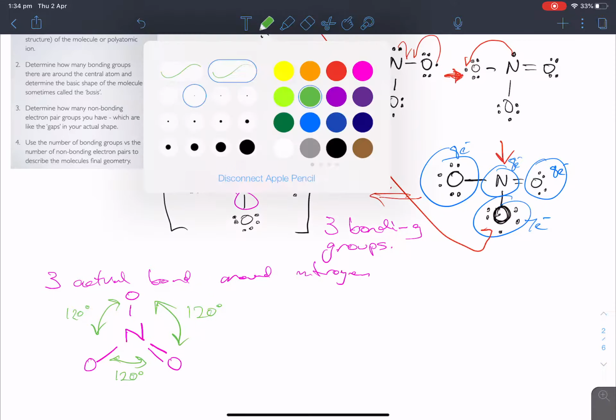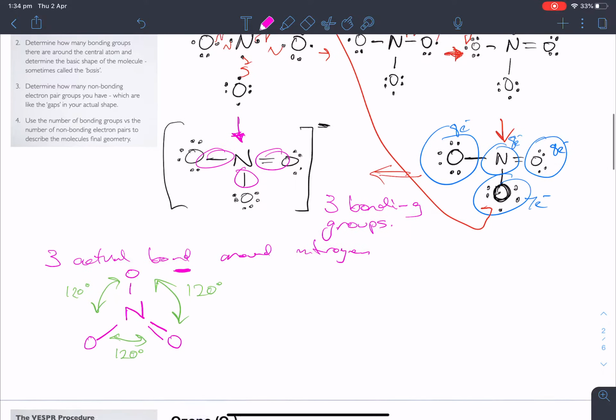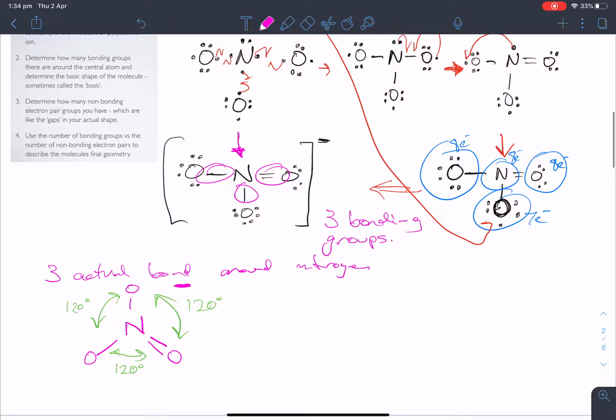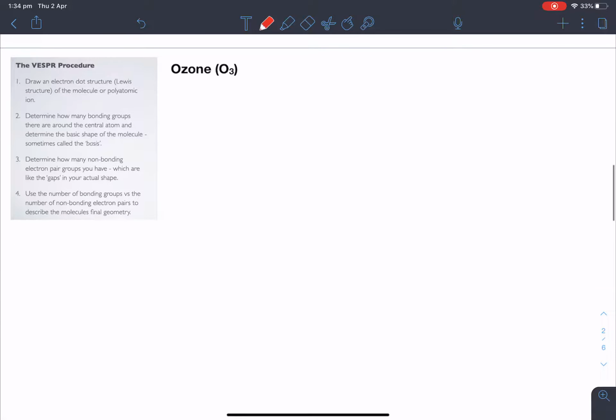I should actually have a charge on that, shouldn't I? Make it nice and obvious that we've got a polyatomic ion there. So the shape of nitrate is trigonal planar. I should write that down, shouldn't I? Okay, that was a bit of a difficult one. Let's see how ozone goes.